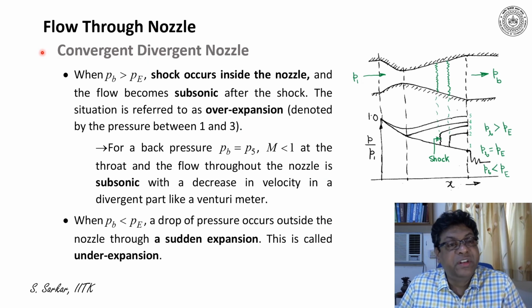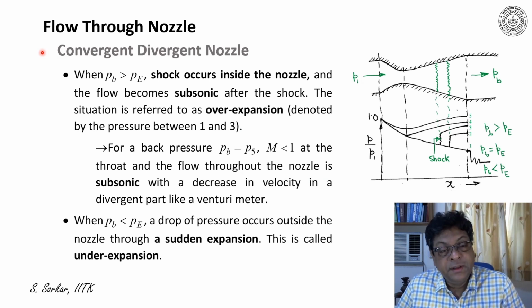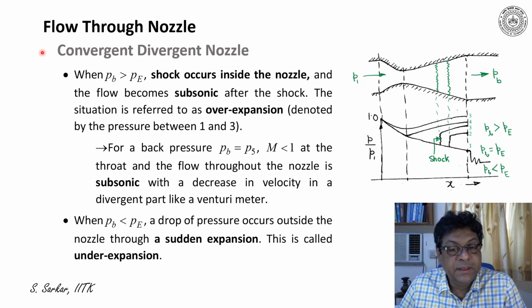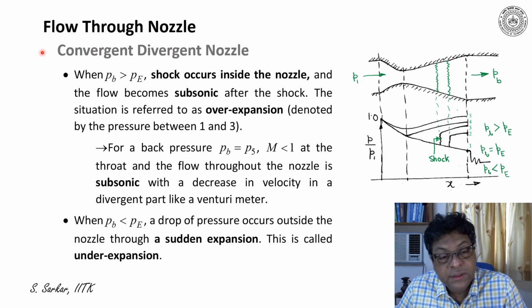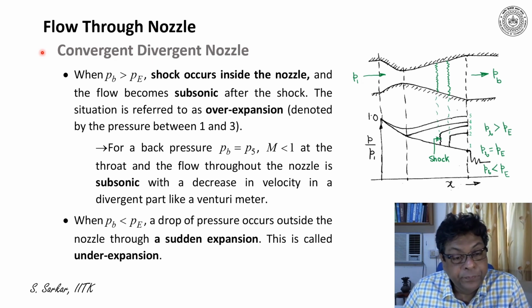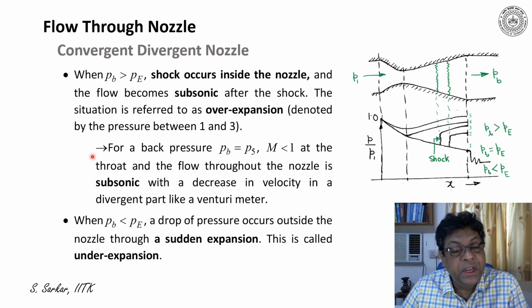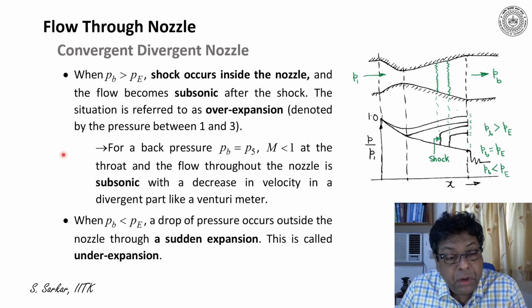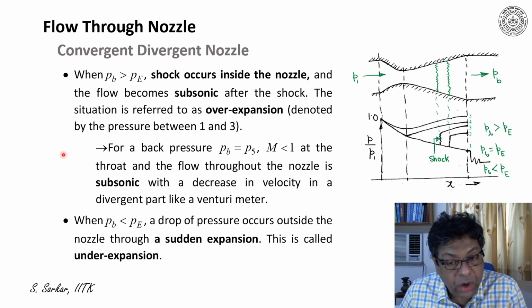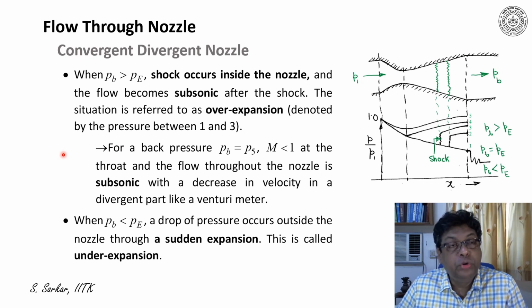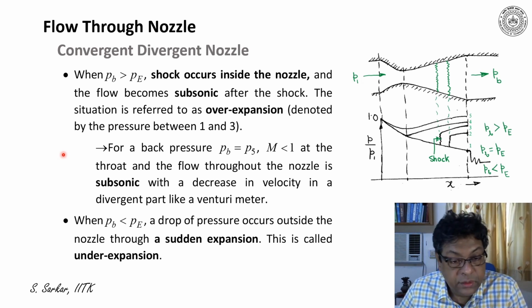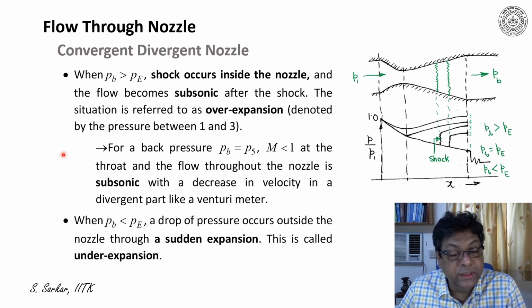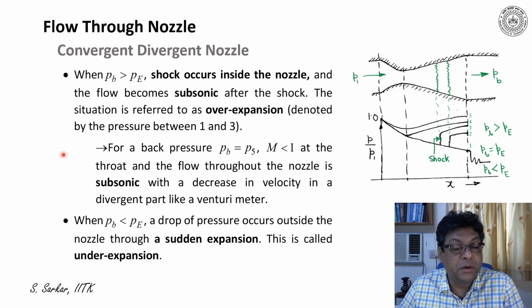When the back pressure is greater than the design exit pressure, shock occurs inside the nozzle and the flow becomes subsonic after the shock. The situation is referred to as overexpansion. Further, for a back pressure PB equal to P5 as indicated here, Mach number is less than 1 at the throat, and the flow throughout the nozzle is subsonic with a decrease in velocity in the divergent part like a venturimeter.